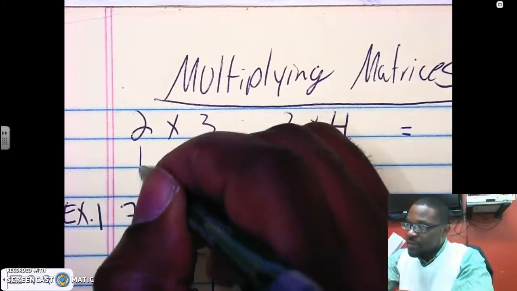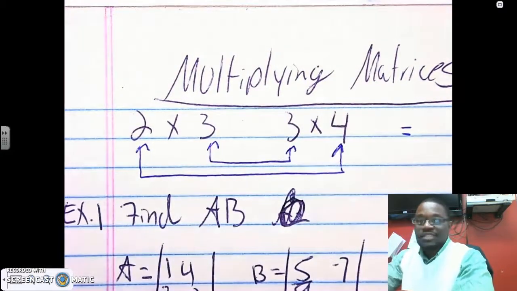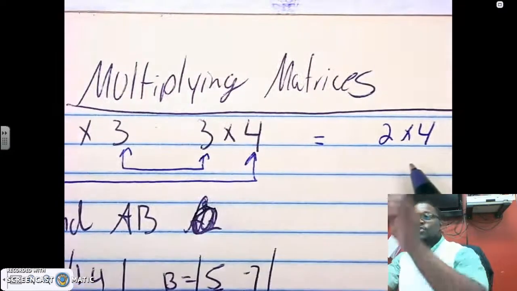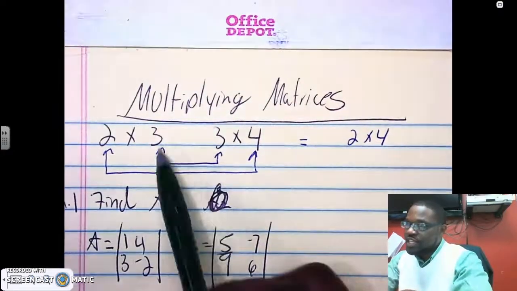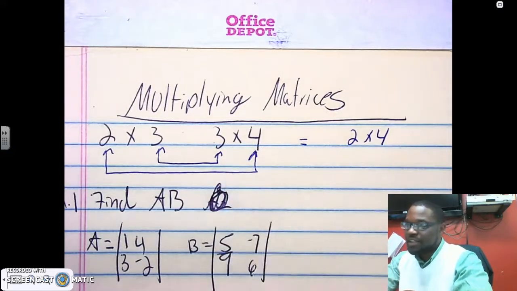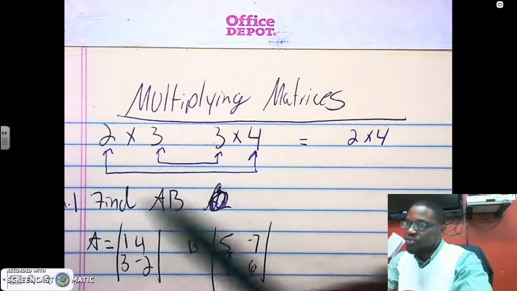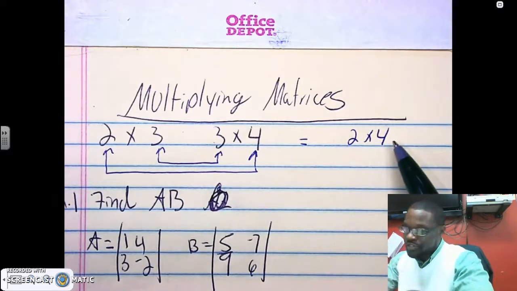How do I know that? Because I take those two outside numbers whenever I do this, and I know that my new matrix is going to be a 2 by 4 matrix. So these give me the freedom to actually multiply, because if they're not the same, I can't multiply them. And then 2 by 4 is going to be the new matrix.